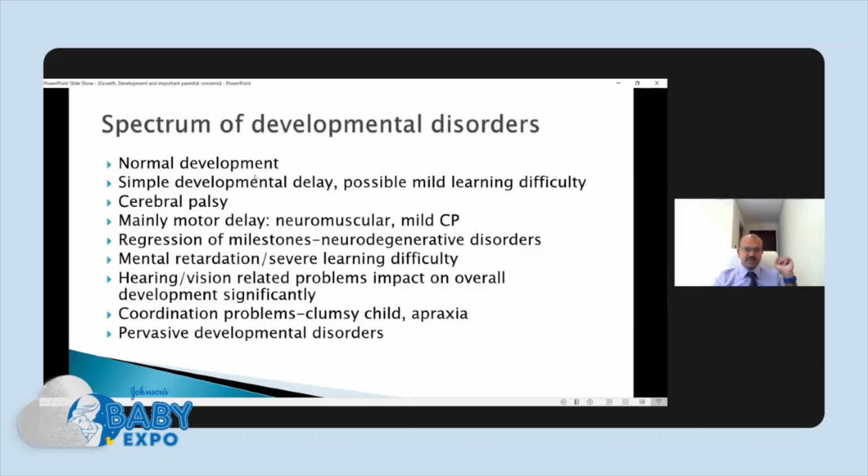Cerebral palsy is a movement-related problem. We may have regression of milestones in neurodegenerative problems, which are quite serious. Learning difficulty, mental retardation, we used to call that. And hearing or vision-related problems could impair development. We have coordination problems where the execution of tasks is not appropriate. And we have the pervasive developmental disorders, which is like the autism spectrum.